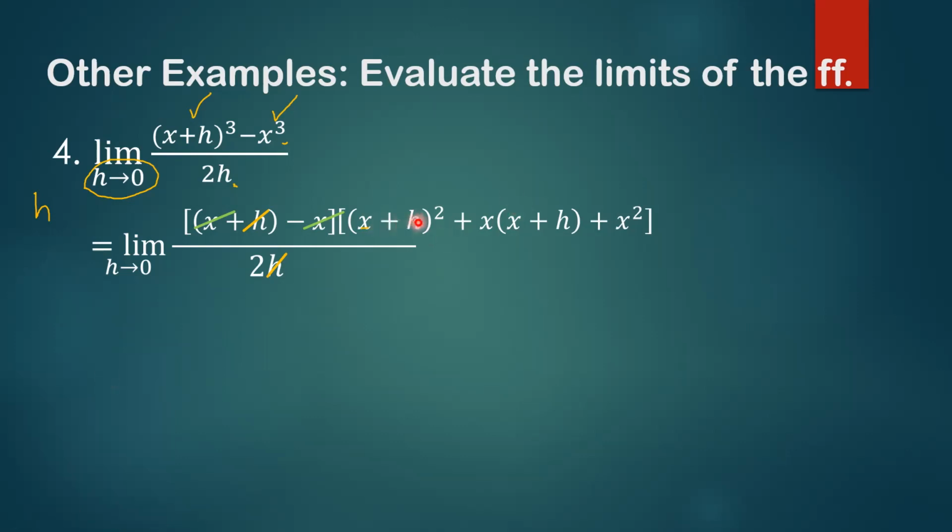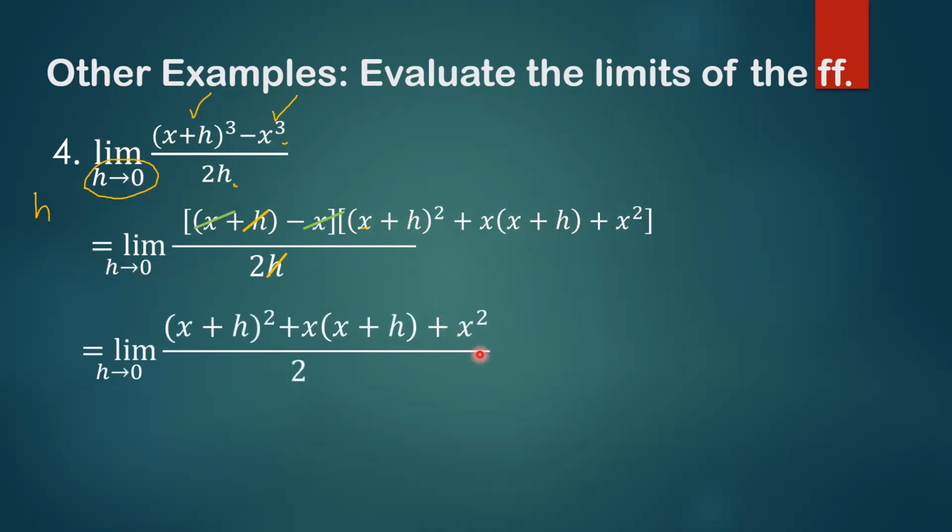This will be x squared. This will be x times x. So, x squared din. Tapos, this is another x squared. So, we have, ayan, 3x squared sa taas. Tapos sa baba, we just have 2. So the answer here is just 3x squared over 2. Yan. So that's the value of our limit in number 4.